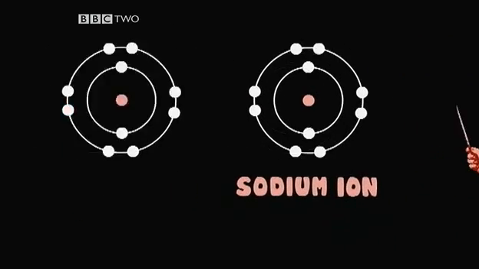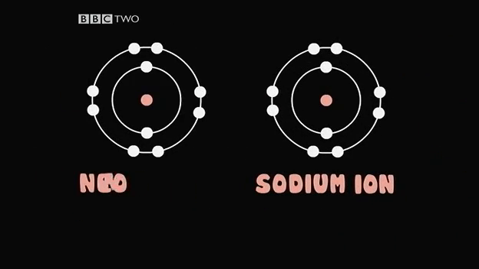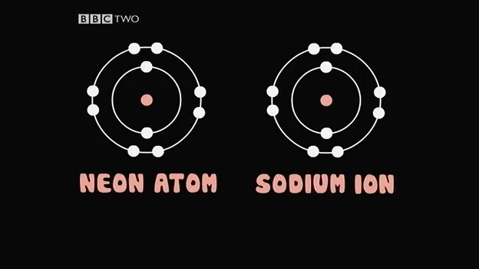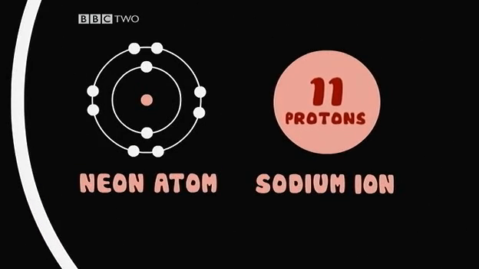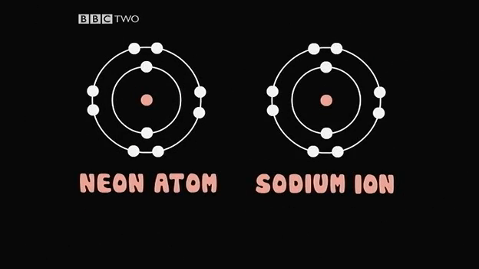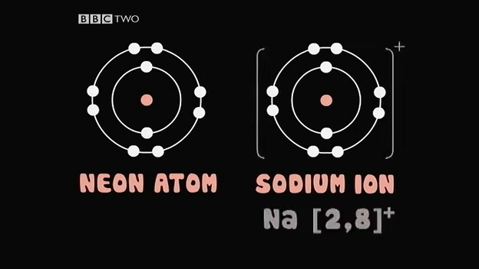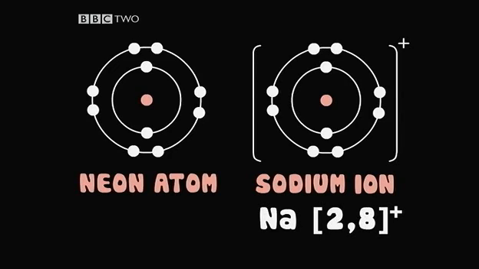You see? Metal ions. The diagram of a sodium ion is very similar to neon, but they are not the same thing. Remember, neon has only 10 protons in the nucleus, whereas sodium still has the original 11. Always check the nucleus. 11 protons versus 10 electrons. The extra proton gives the sodium ion an overall 1 positive charge.